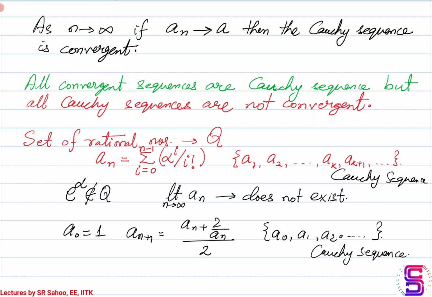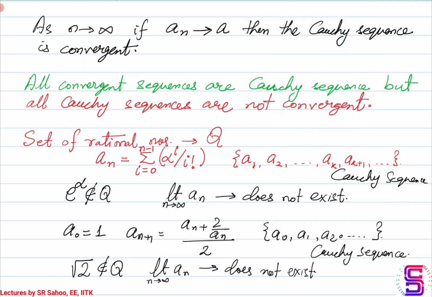It will satisfy the definition that you have for the Cauchy sequence. But as n increases, you are approaching a value which is square root of 2. Okay, but square root of 2 again does not belong to the set of rational numbers. So the limit as n approaching infinity of an does not exist. So there is no limit, which means that this Cauchy sequence in the set of rational numbers is not a convergent sequence.